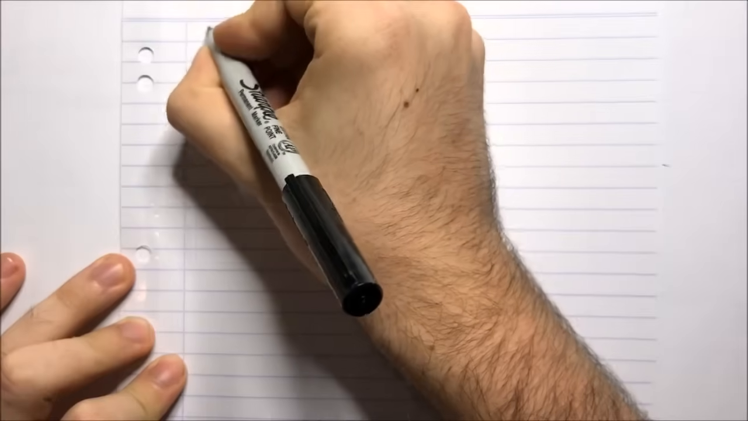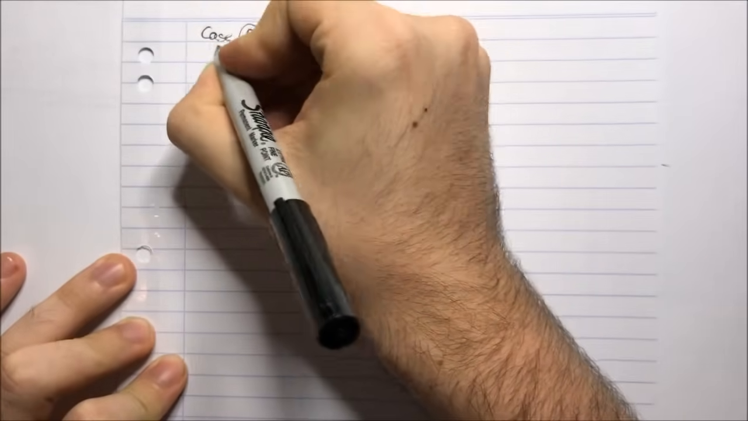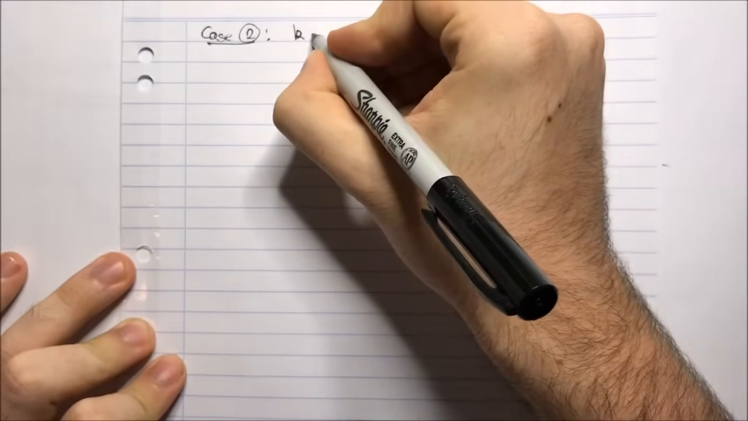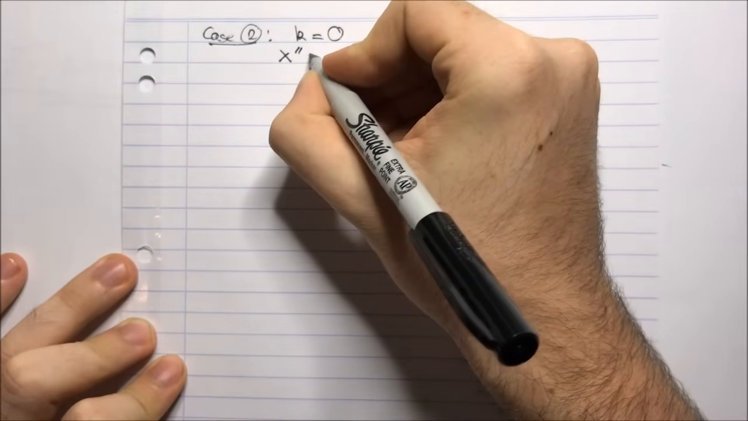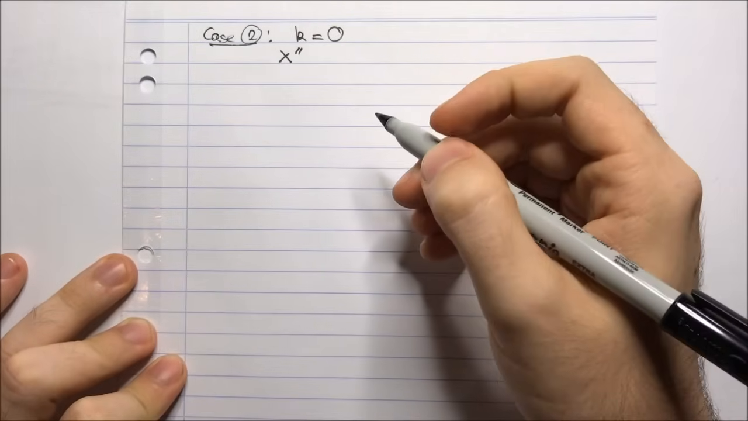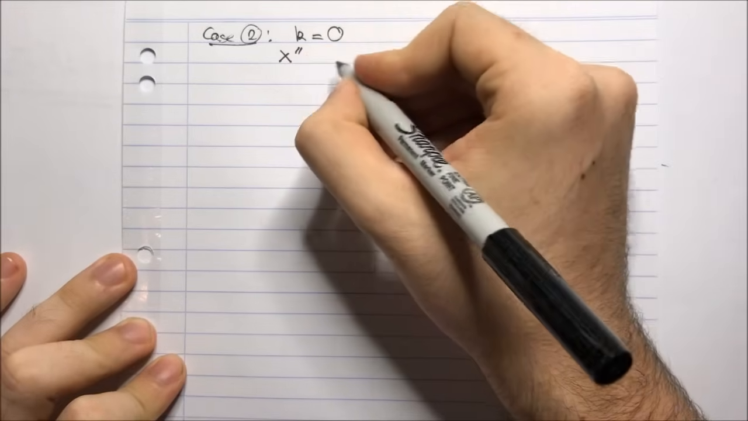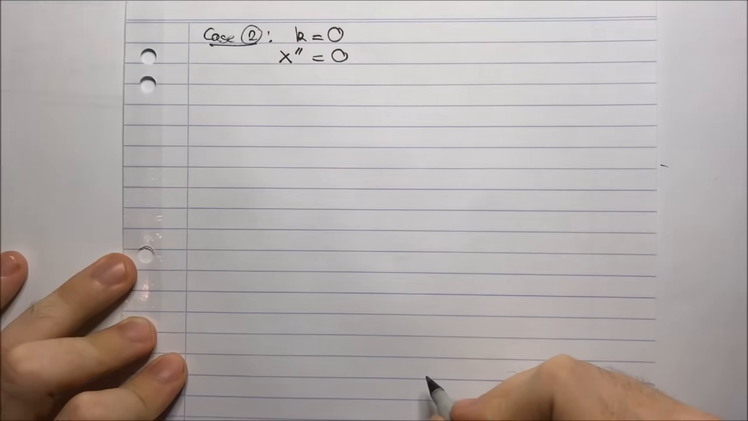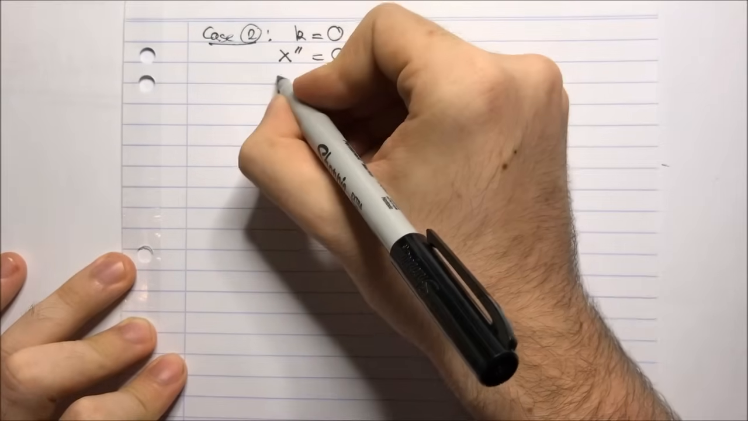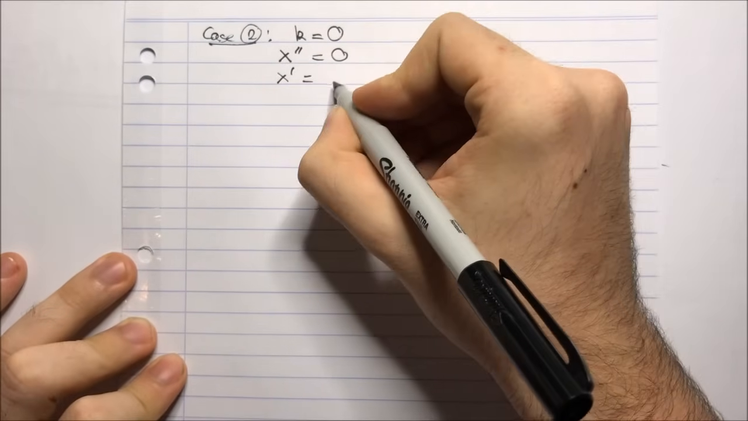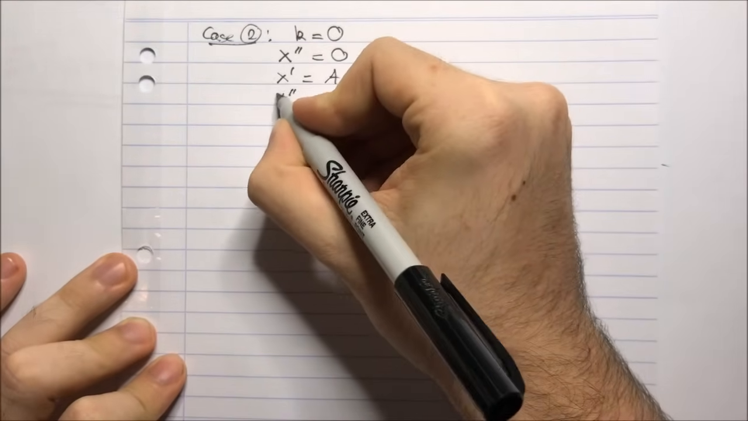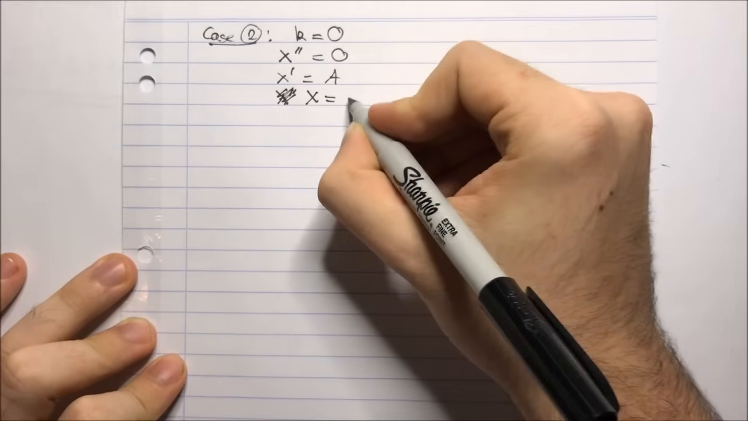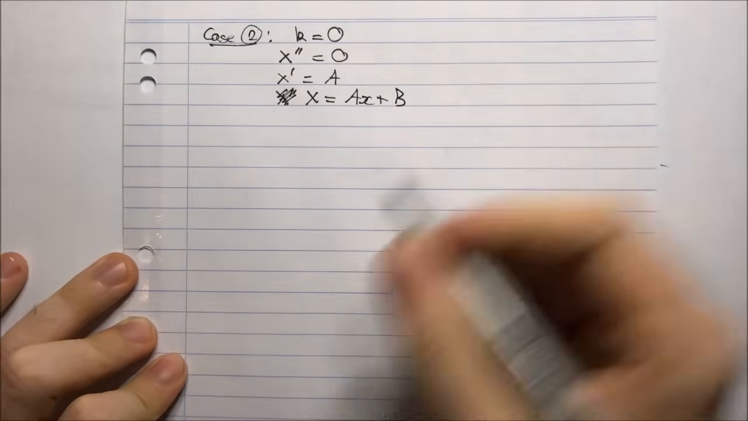Alright, now our second case. Case 2. So we went with k greater than 0. That didn't work. Now what about if k is equal to 0? Well then, we're going to just have X double dash. Now it was X double dash minus kX, but k is 0, so it's X double dash minus 0 equals 0, or just simply X double dash equals 0. And then I can integrate twice. So X dash equals the integral of 0, which is some constant. Let me call that a. Integrating again, X, just simply X, is going to be ax plus b, where a and b are just some constants.